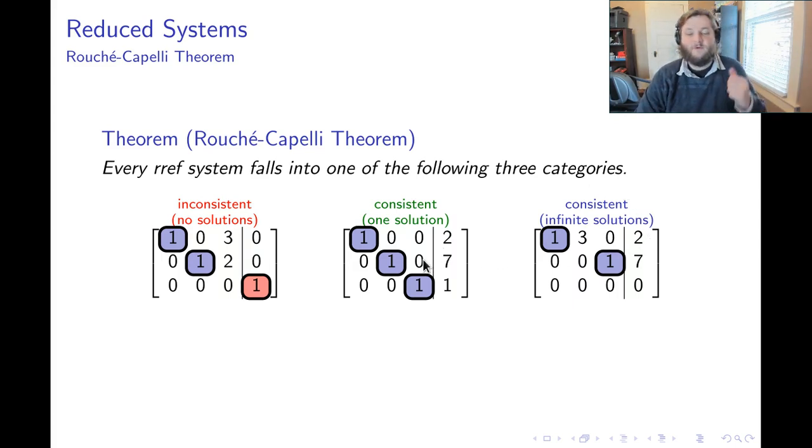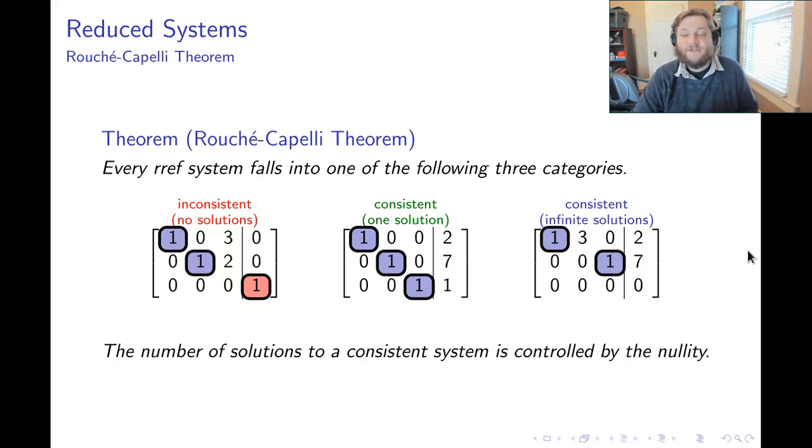And of course, the next question is, what distinguishes a consistent system with only one solution from a consistent system with infinitely many solutions? And the answer is the existence of free variables. So the number of solutions to a consistent system is controlled by the nullity. If the nullity is equal to 0 in the coefficient matrix, that means that there are 0 free variables, and consequently, as long as we're consistent, we'll get one solution, but no more.